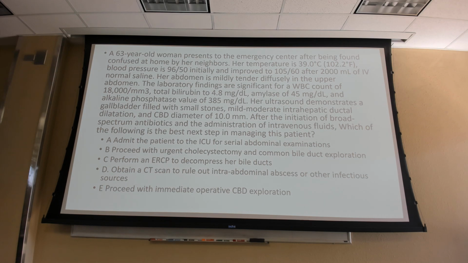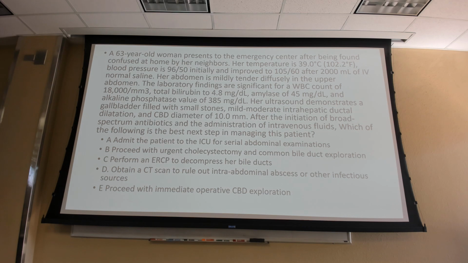All right, here's another one. So 63-year-old woman, found confused at home by her neighbors, febrile, soft blood pressure, but resuscitated, improved to 105/60 after 2 liters of fluid. Mildly tender, diffuse upper abdomen, got leukocytosis. Is that a high bili on there? Is that normal? It's elevated, right?